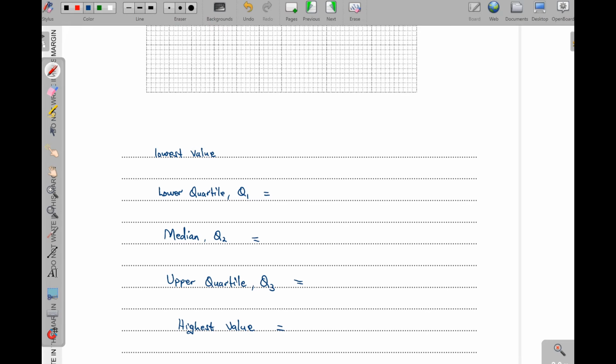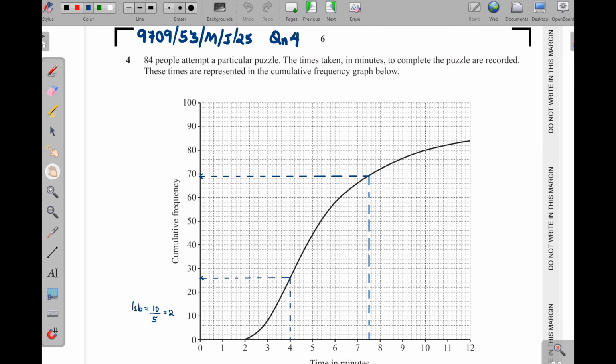So we need to find the lowest value here. The lowest value, if we go back and check here, it has to be corresponding to what? To these 2 where we're starting from. So we shall have a 2.